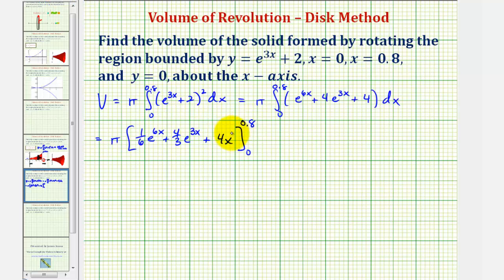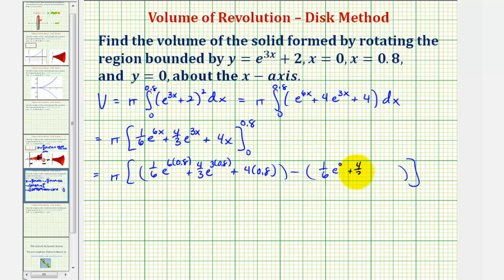Now we'll substitute x equals 0.8, then x equals 0, and then find the difference. So when x is 0.8, we'd have 1/6 times e to the 6 times 0.8 plus 4/3 times e to the power of 3 times 0.8 plus 4 times 0.8. And then when x is 0, we'd have 1/6. This would be just e to the 0, which is 1, plus 4/3. This would be e to the 0, or 1. And this would be 4 times 0, or just 0.